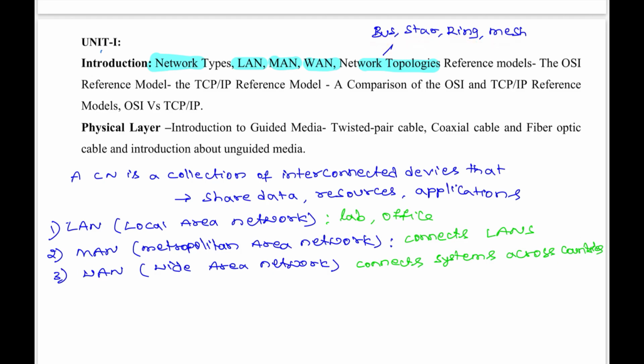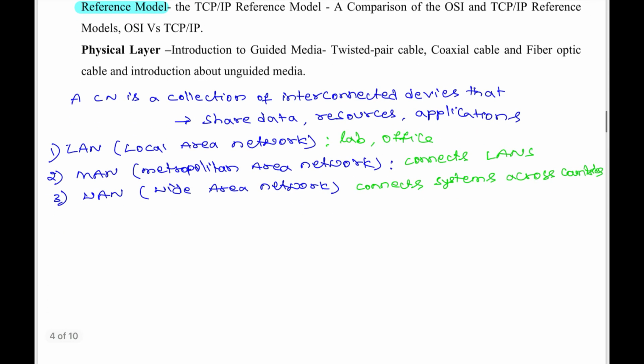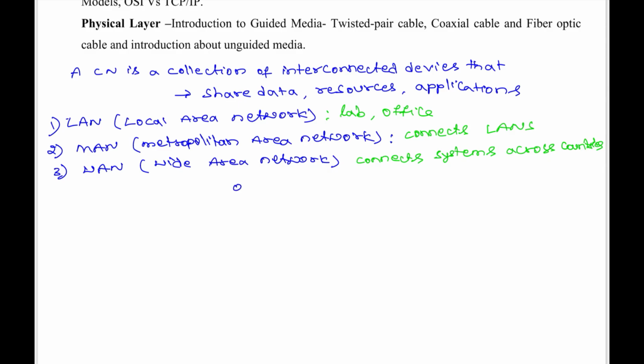After studying the network topologies, we will move on our discussion to the reference models. First one is the OSI model. It is the most popular model, open system interconnection. The OSI model, open system interconnection.